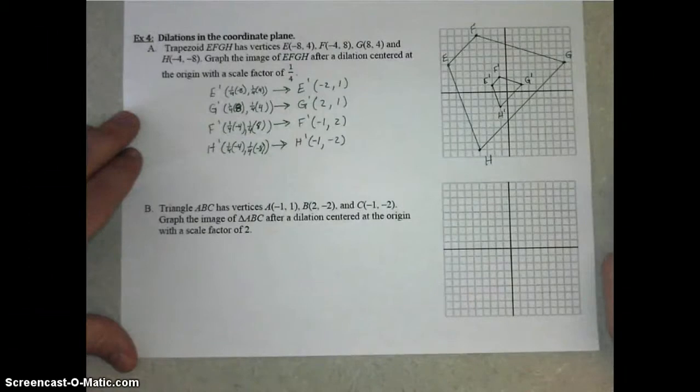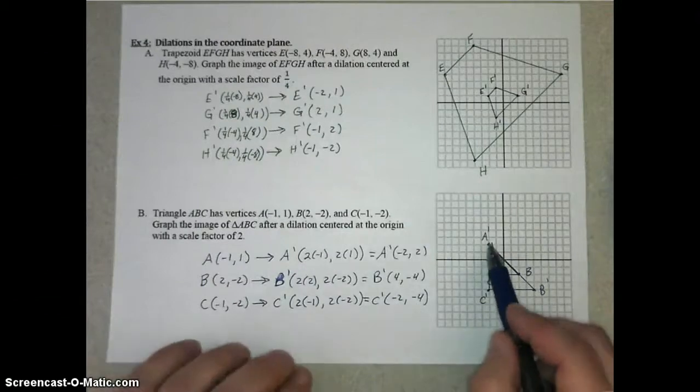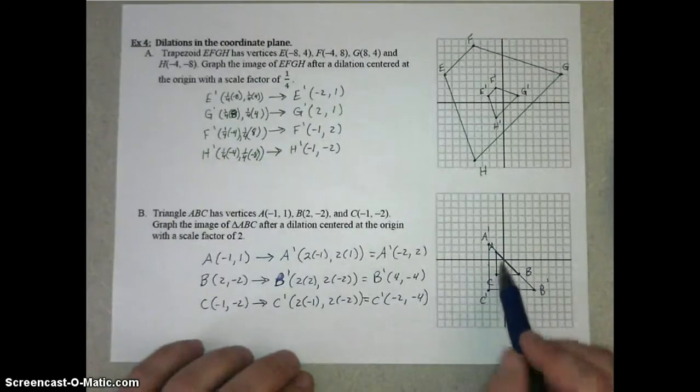Alright, this is what we should get. A prime should be at -2, 2. B prime should be at 4, -4. C prime should be at -2, -4. And we get A prime, B prime, C prime, which is similar to ABC.